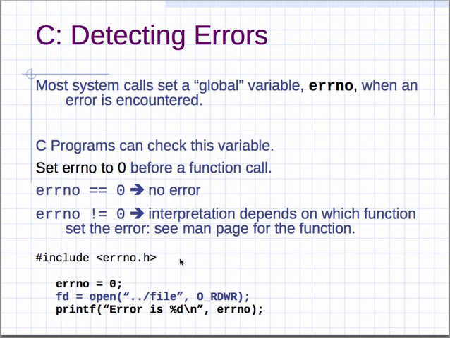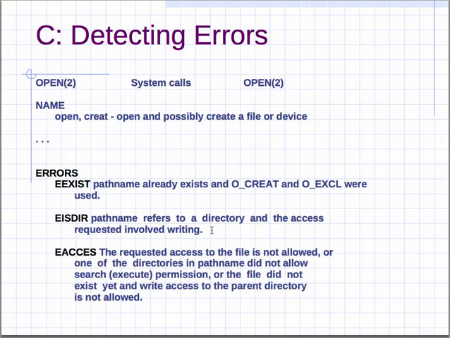Okay, so it depends on what function you called here. In this case, open will set errno to a certain range of values, and some other function might use the same range of values. It really depends on which function. Check the man page for the function to see what the interpretation of those values are.